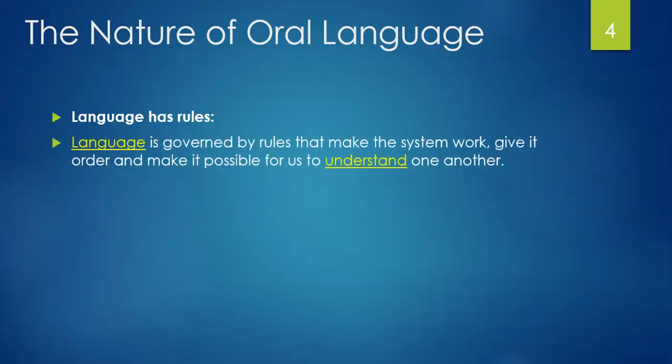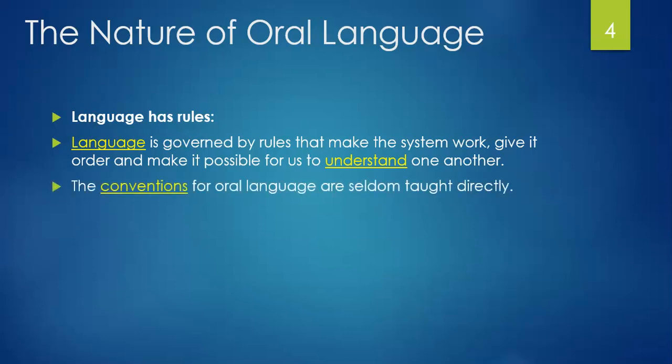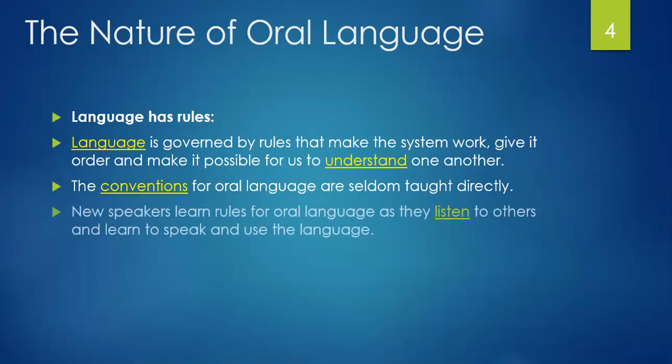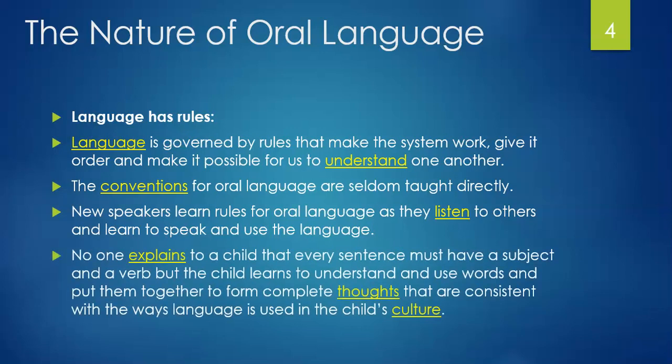Language has rules. Language is governed by rules that make the system work, give it order, and make it possible for us to understand one another. The conventions for oral language are seldom taught directly. New speakers learn rules for oral language as they listen to others and learn to speak and use the language. No one explains to a child that every sentence must have a subject and a verb, but the child learns to understand and use words and put them together to form complete thoughts that are consistent with the ways language is used in the child's culture.